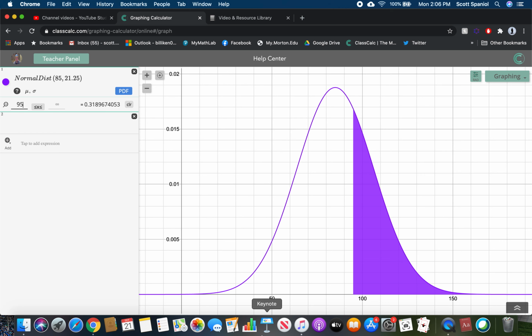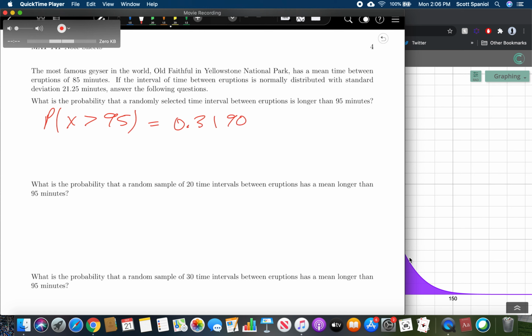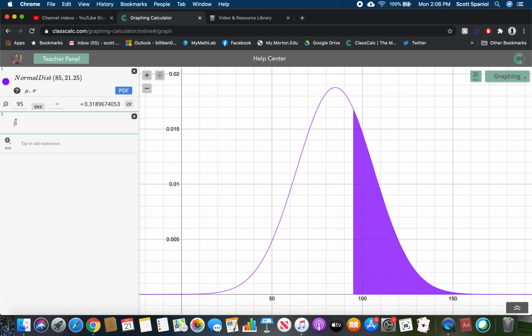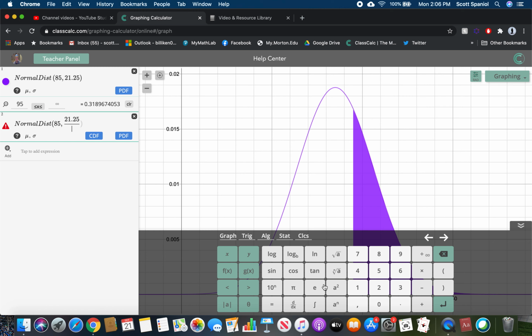So that was the first problem. So that's what we were doing in chapter 7. So now let's see what happens. What is the probability that a random sample of 20 time intervals between eruptions has a longer mean than 95 minutes? So notice we're now doing 20 time intervals and we're looking at their mean. So that's what's going to start changing this. So for this one, we'd want to do normal distribution. The mean stays the same, remember, but now we're going to take 21.25 divided by the square root of our n, which is 20.